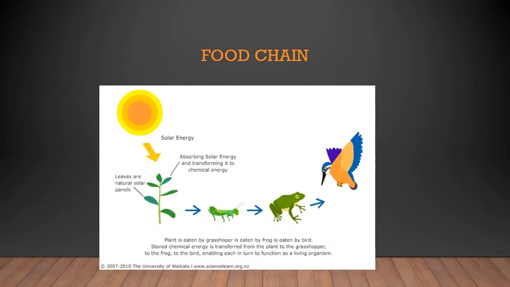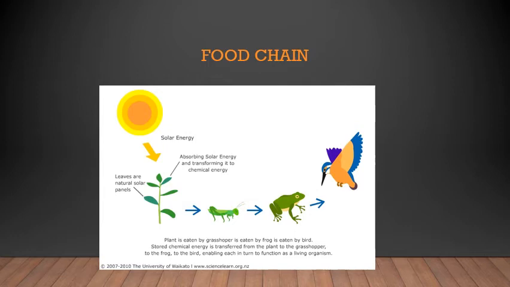Here is one example of a food chain. Using the solar energy, the leaves, which are the natural solar panels, absorb the solar energy, transforming it into food energy. Now plants are eaten by grasshoppers. Small grasshoppers eat the plants. Now the grasshopper is eaten by a frog. Then the frog is eaten by a bird. So the stored energy is transferred from the plants to the grasshopper, from the grasshopper to the frog, and from the frog to the birds.